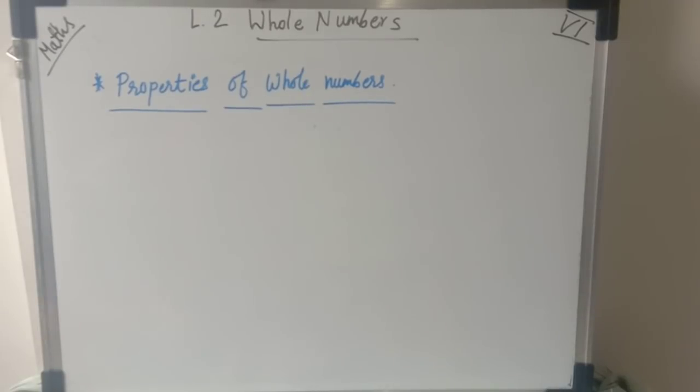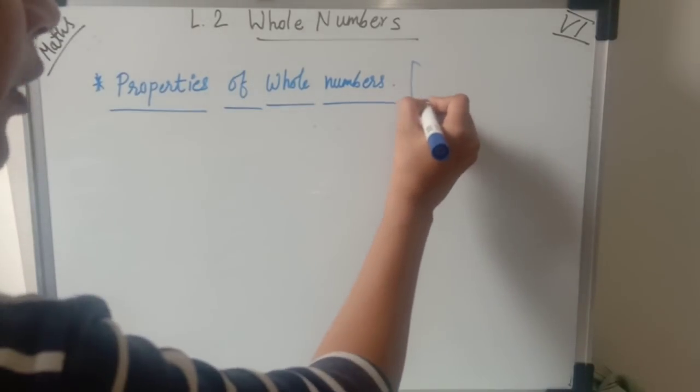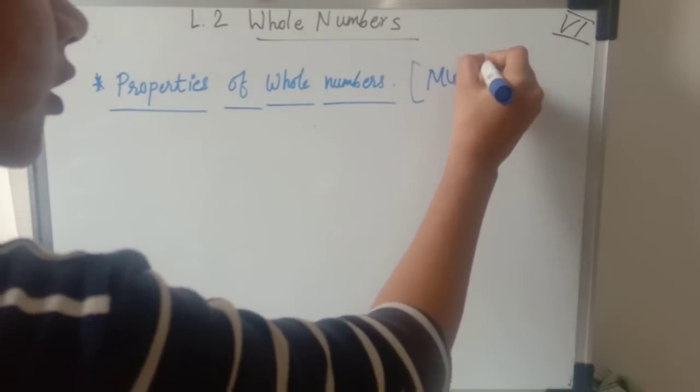Students, we have revised what we have learned in our previous session about addition of whole numbers. What are the properties when we are adding whole numbers, and what is the additive identity for whole numbers? Now we are going to see the properties of whole numbers for the second operation, that is multiplication.